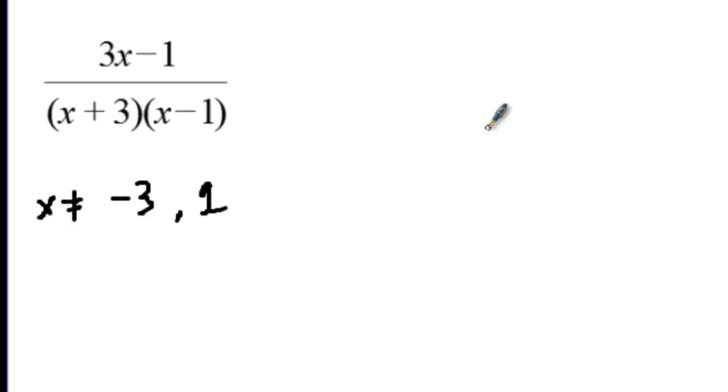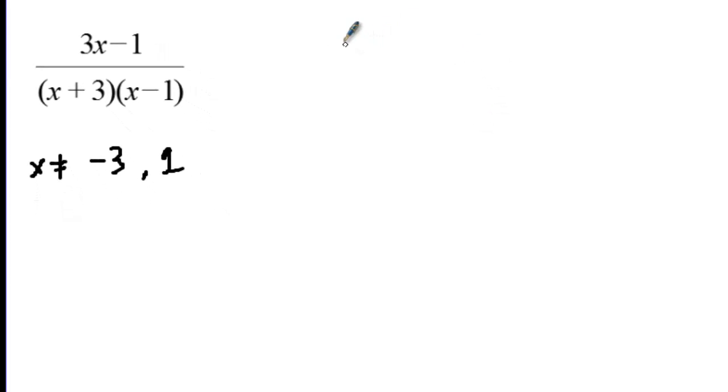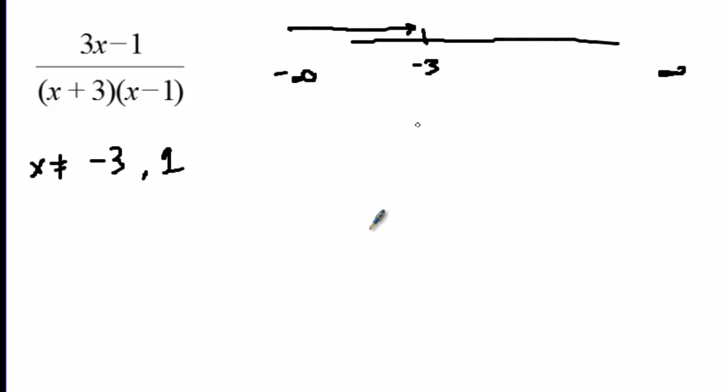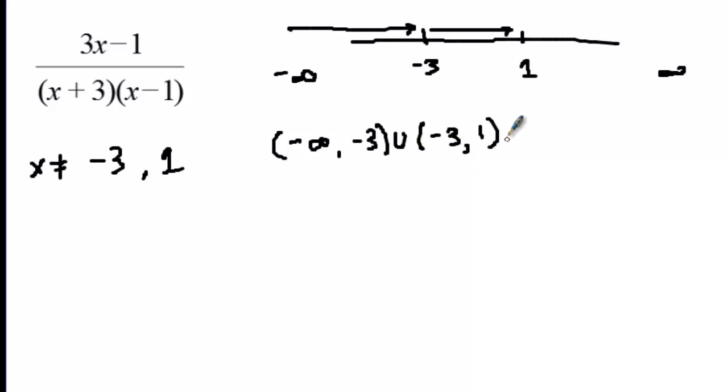Now how do I express this using interval notation? Again, just imagine negative infinity to positive infinity. Starting down here, negative infinity, I can go all the way up to negative 3, but I can't use it. Then I can jump to the other side of negative 3 and go all the way up to 1, but I can't use it. So I can go from negative 3 up to 1.